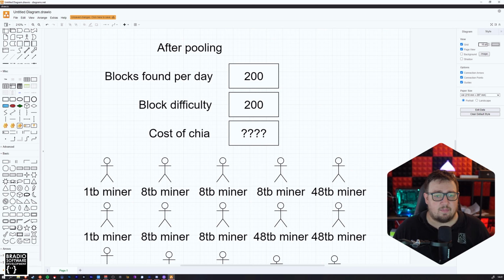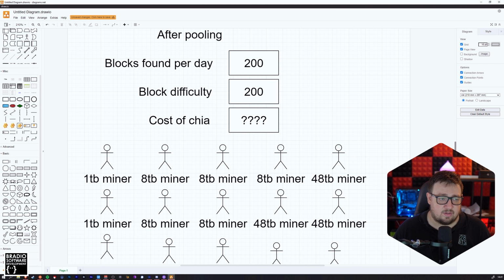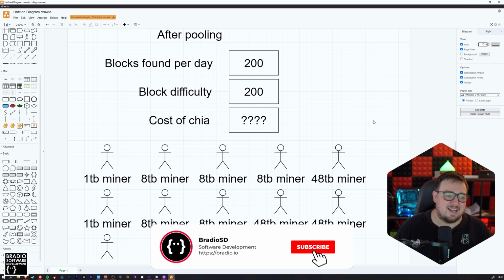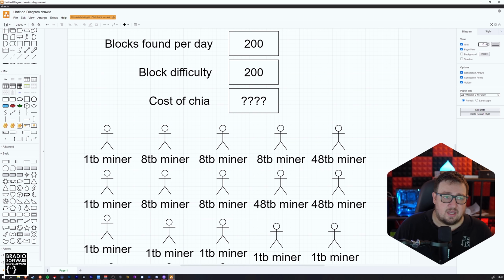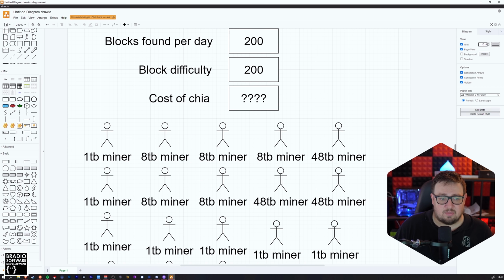So the blocks found per day is going to skyrocket to 200. The block difficulty is also going to skyrocket to 200. Now, again, these are arbitrary numbers. I've just pulled them out of thin air, basically. And the cost of Chia, I don't know what's going to happen with the cost of Chia because it's all down to supply and demand.